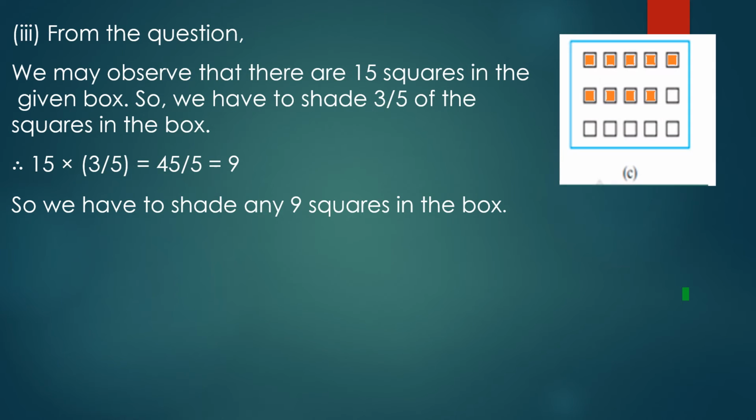There are 15 squares. See, there are 5 in each row. So 5 plus 5 is 10, 10 plus 5 is 15. So 15 squares in the given box.